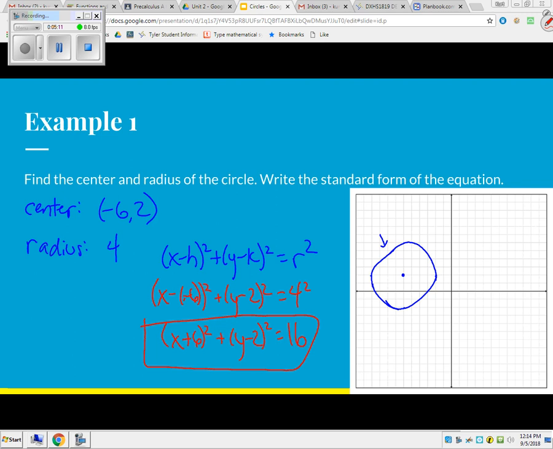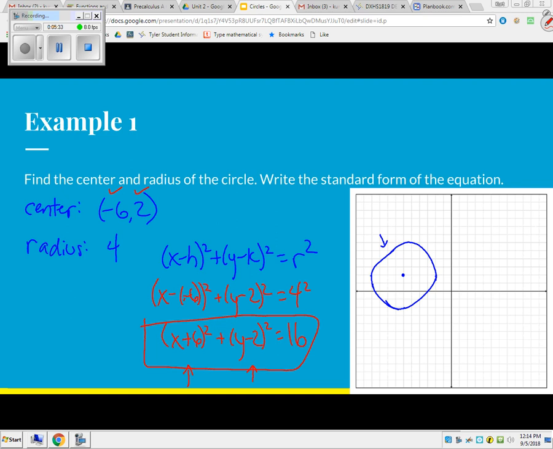One thing I want you to notice that we're going to be seeing over the next few weeks is that this -6 and +2 actually flipped around, became a +6 and -2 in my equation. Get used to that. Anytime you see something that's inside an equation, or in this case, inside parentheses, it tends to act the opposite way, okay?